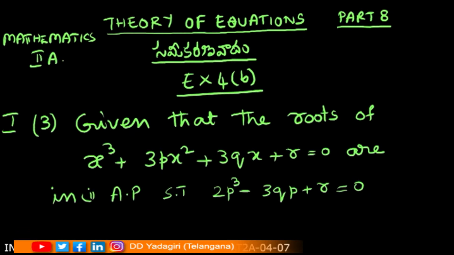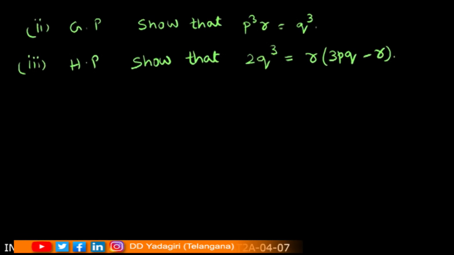The problem is: given that the roots of x cube plus 3p x square plus 3qx plus r is equal to 0 are in AP, then you have to show that 2p cube minus 3pq plus r is equal to 0. If the roots are in GP, then you have to show that p cube r is equal to q cube. If roots are in HP, you have to show that 2q cube is equal to r into 3pq minus r.